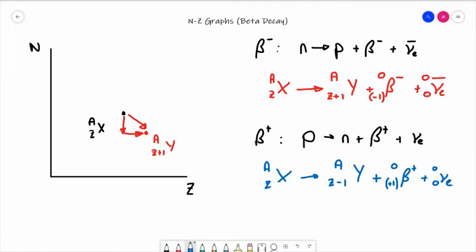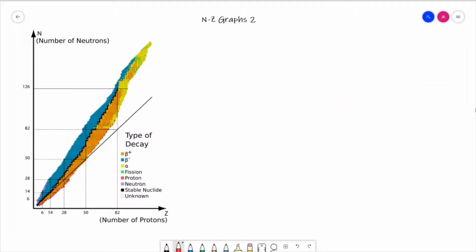For a beta plus particle, we are gaining a neutron at the expense and at the loss of a proton. So we move 1 step up for the gain of a neutron, and we have 1 step left to denote the loss of the proton. Our total move is in that direction, and that will therefore give us A, Z minus 1, Y for our beta plus. So that's the beta plus, and that one there is the beta minus.